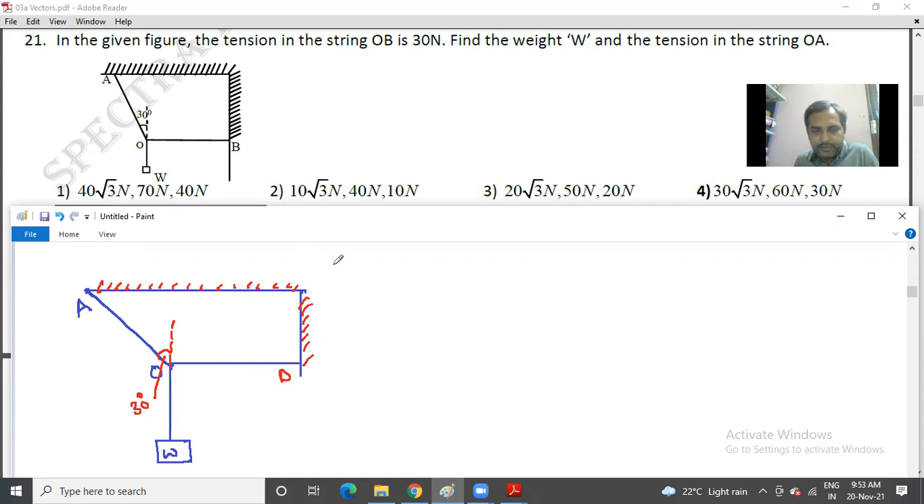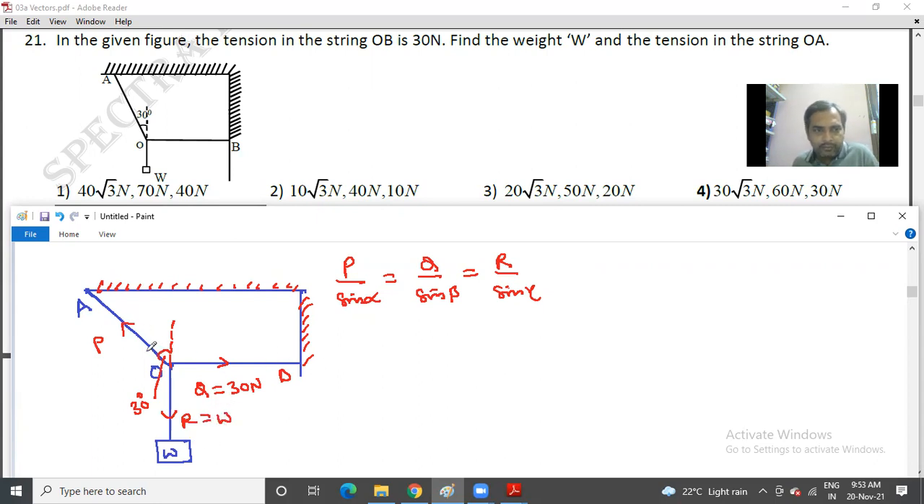So according to Lami's theorem, P by sin alpha, Q by sin beta, R by sin gamma is equal to a constant. So what is P here? This is OB, they mentioned 30 newtons. Therefore you can say Q equals 30 newtons. OA is going to be P. Now R is going to be the weight.